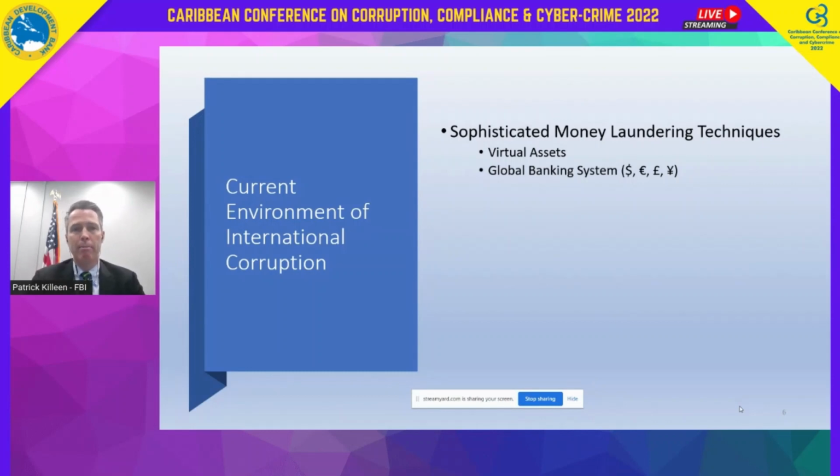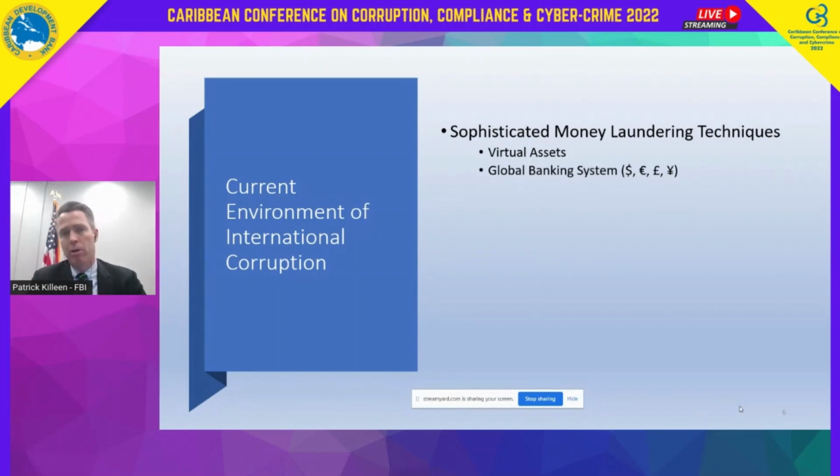That could be anything related to either bribes. It could be related to the theft of state funds by corrupt government officials, and often it includes the work of middle facilitators, as we will say. Those are professional money launderers. And what do those professional money launderers do? They have very sophisticated enterprise methods of laundering funds. Recently we've seen a very large increase in the use of virtual assets.